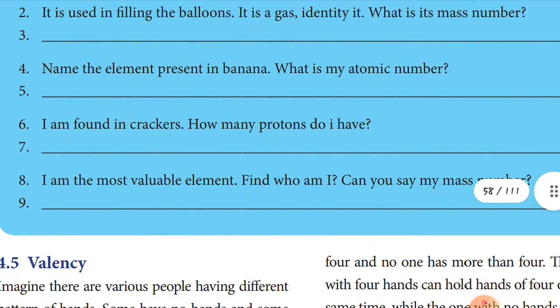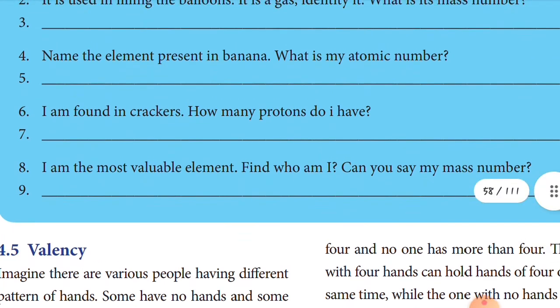And the next one: I'm found in crackers. How many protons do you have? Crackers contain phosphorus. The answer is phosphorus. And here the number of protons is 15. And the last one: I'm the most valuable element. Find who am I. Can you see my mass number? This valuable element is carbon. The symbol is C. So the mass number of carbon is 12. This is clear to you, children? Yes. So write neatly. I will give you the answers, children.